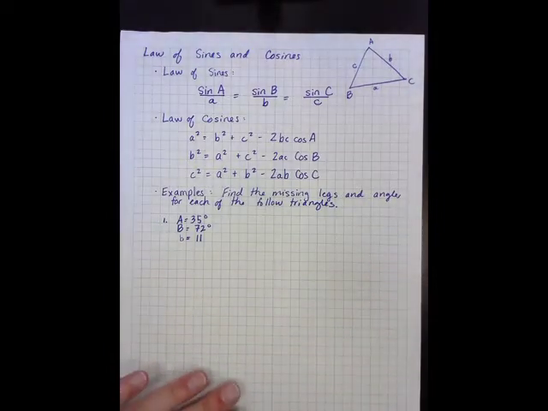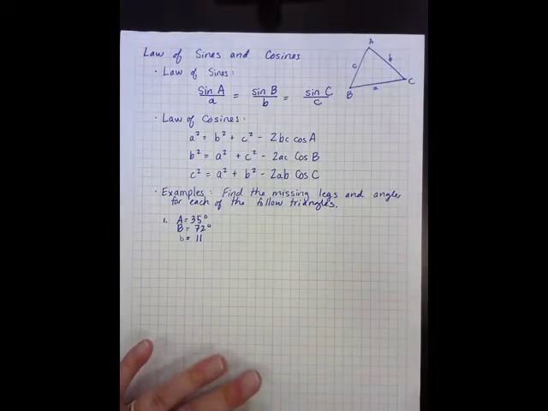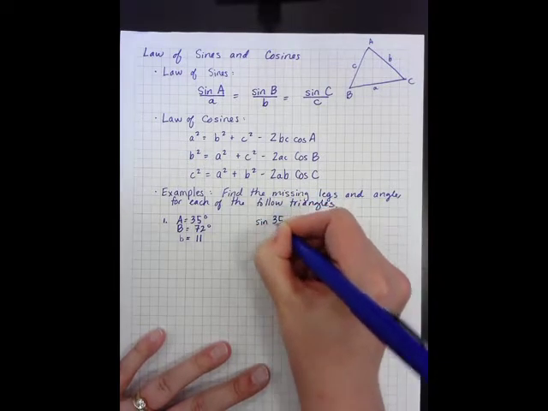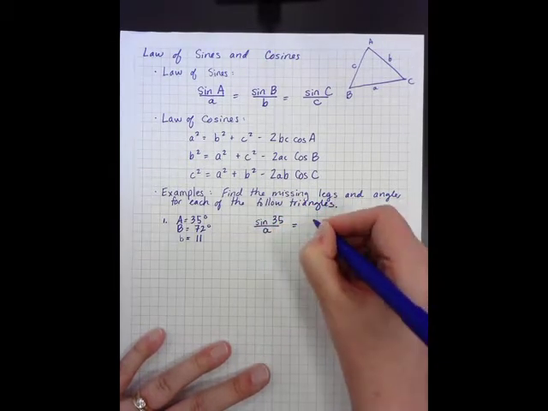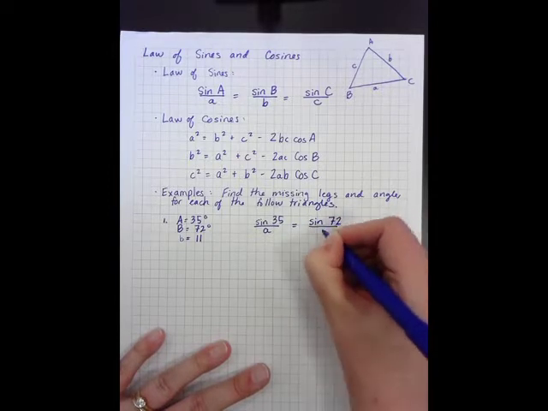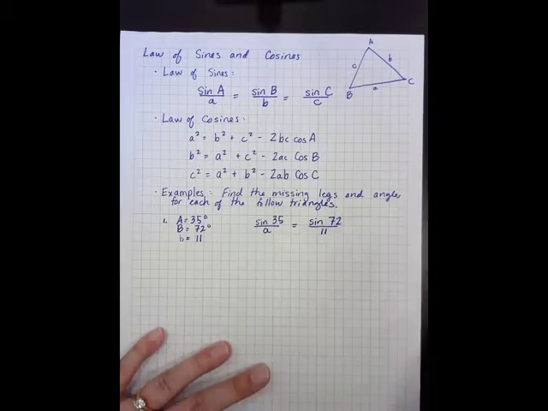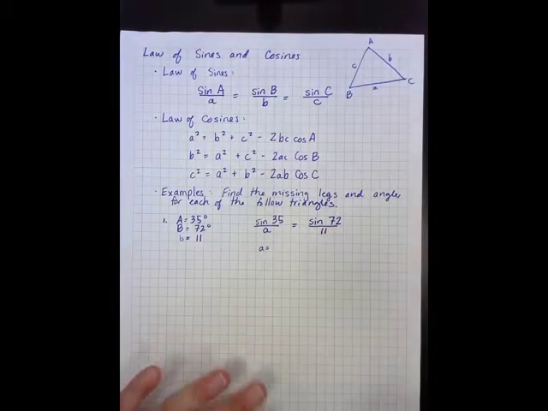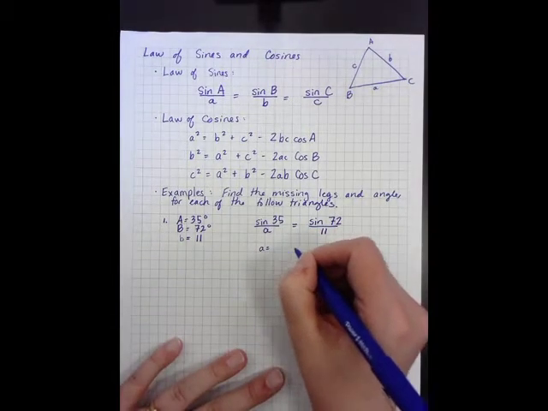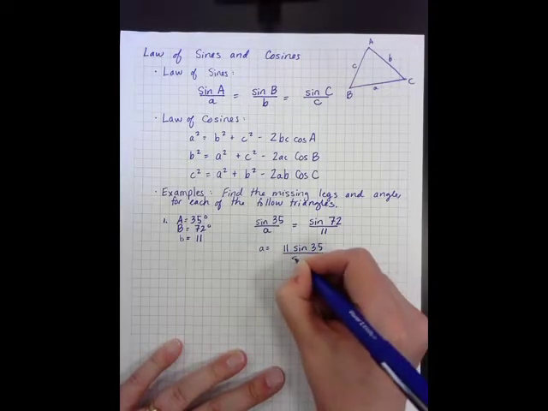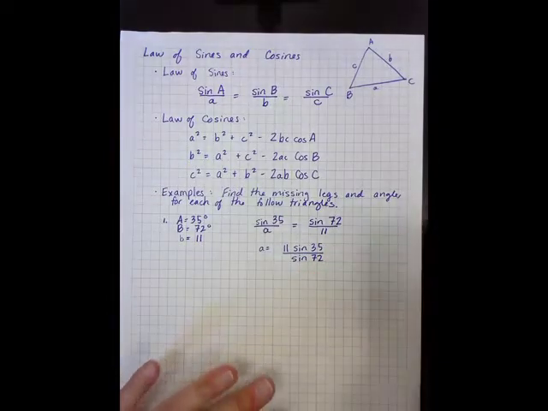In our first example, we're given angle A, angle B, and side B. That easily follows the pattern of the law of sines. So I'm going to do sine of 35 over A equals sine of 72 over 11. In order to solve for A, I'd multiply both sides by 11A, etc. Once I am done that process, I end up with 11 sine 35 all over sine 72. And then I pull out my calculator.